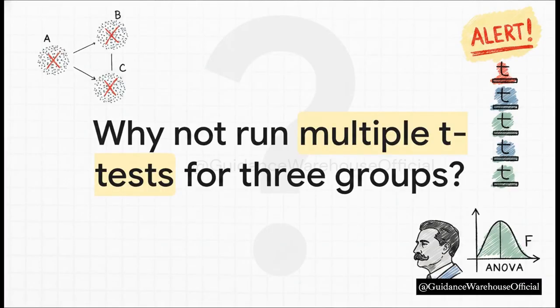So, a super common question students ask right about now is, why can't we just run multiple t-tests for 3 or more groups, test A versus B, then B versus C, then A versus C? The reason is that running all those multiple pairwise tests drastically increases the likelihood of making a type 1 error. Think of it this way, every single time you run a test, there's a chance of a false positive. Stack those tests up, and your overall error rate just skyrockets.